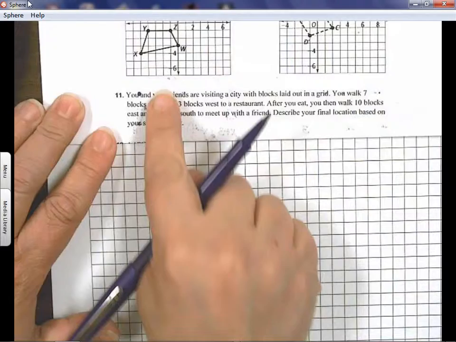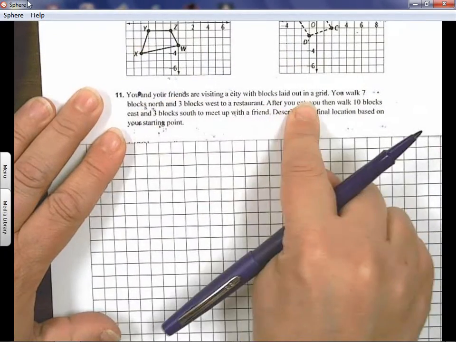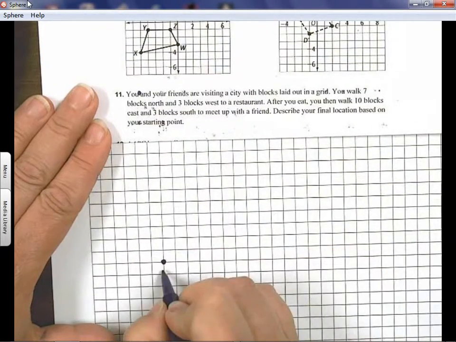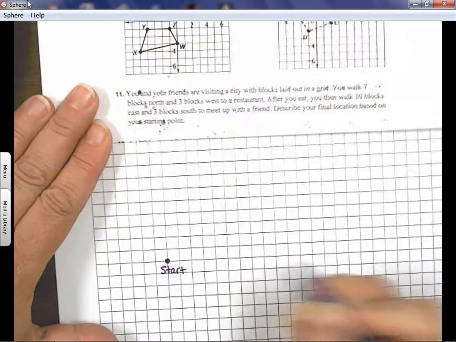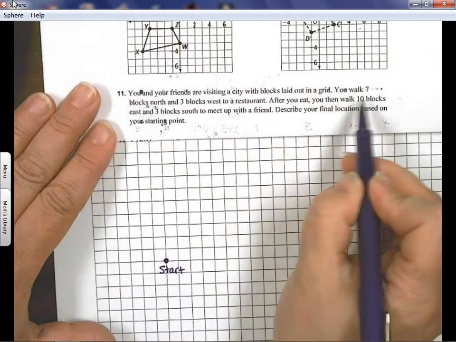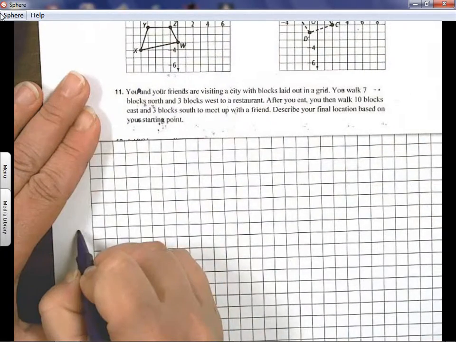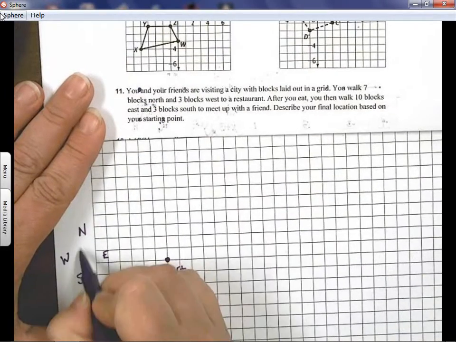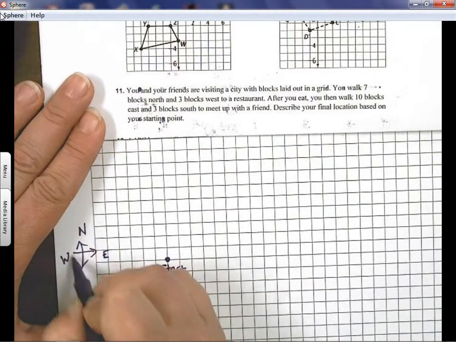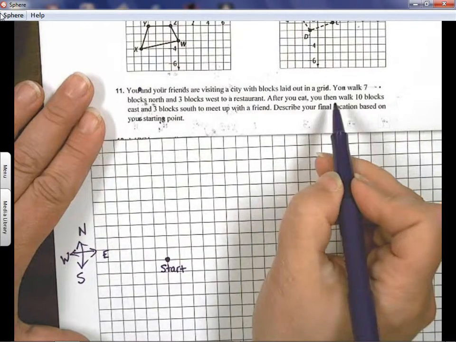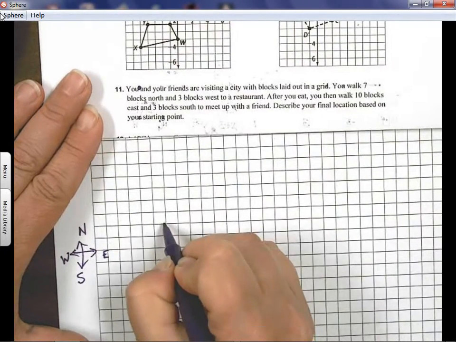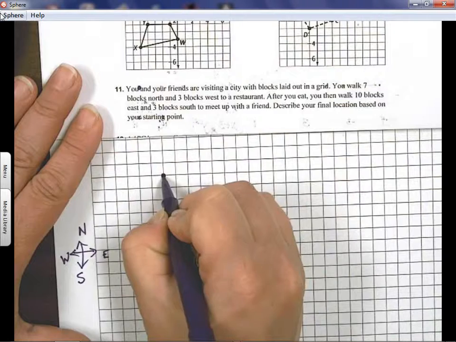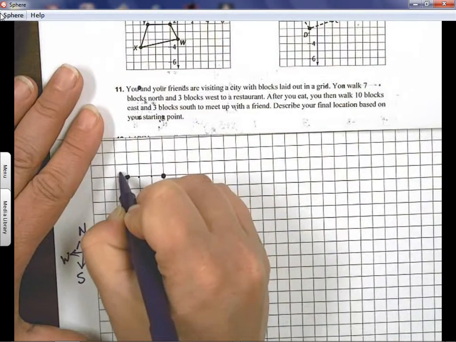You and your friends are visiting a city with blocks laid out on a grid. So you're going to be standing in this city. And I'm going to call this my start place. Okay? And we are going to go 7 blocks north. Now, if you think about your origin, we have north, south, east, and west. Might help you to put your little compass rose down here so you can keep that straight. We're going to go 7 blocks north. So 1, 2, 3, 4, 5, 6, 7. And then I'm going to go 3 blocks west. 1, 2, 3. And this is the restaurant.